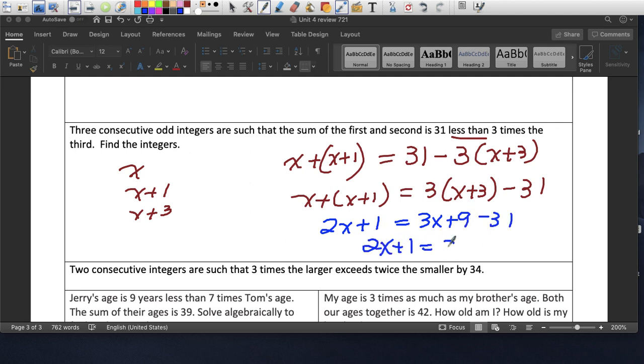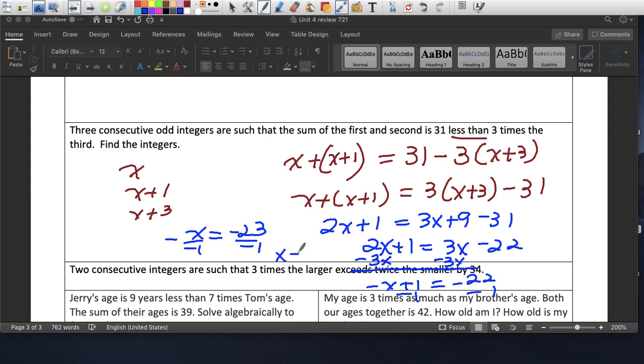2x plus 1, and this is 3x. What's 9 and 31? It's 23? No. 22. Negative 22? Oof. So let's remove this guy. Minus 3x, minus 3x. And we're going to get negative x plus 1 equals negative 22. We're going to do minus 1, and I'm going to end up getting negative x equals negative 23. And then we're going to divide this by -1, divide this by -1, which means x equals 23. So the first number is 23, the second is 25, and the third one is 27. Okay?